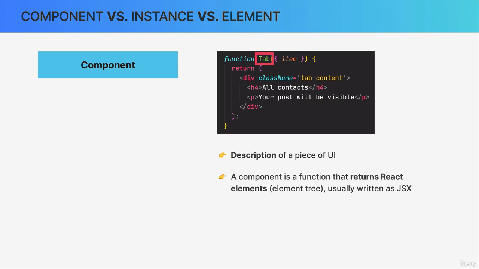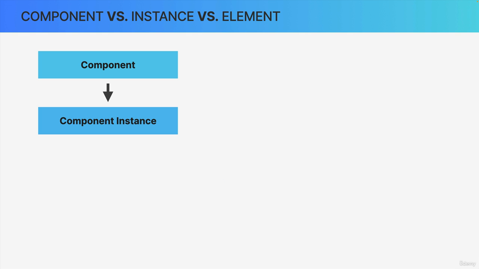Now, a component is a generic description of the UI. So we can essentially think of a component as a blueprint or a template. And it's out of this one blueprint or template that React then creates one or multiple component instances. Now, React does this each time that we use the component somewhere in our code.